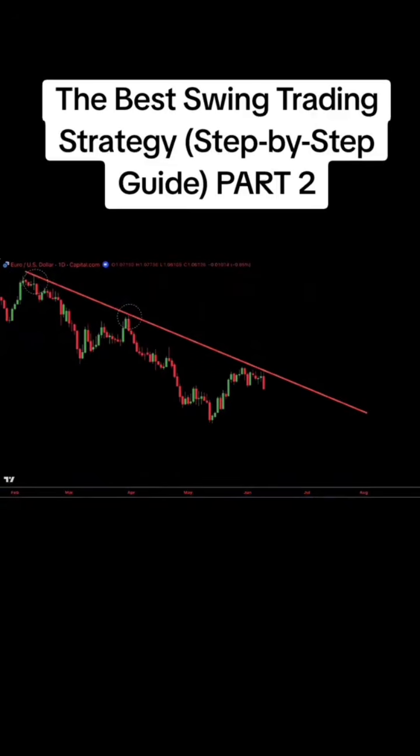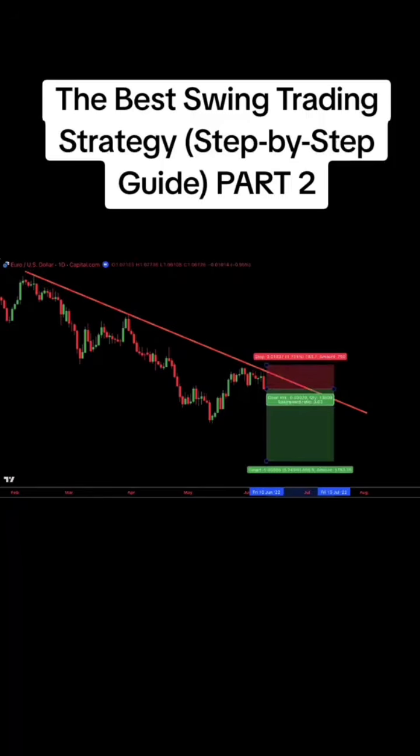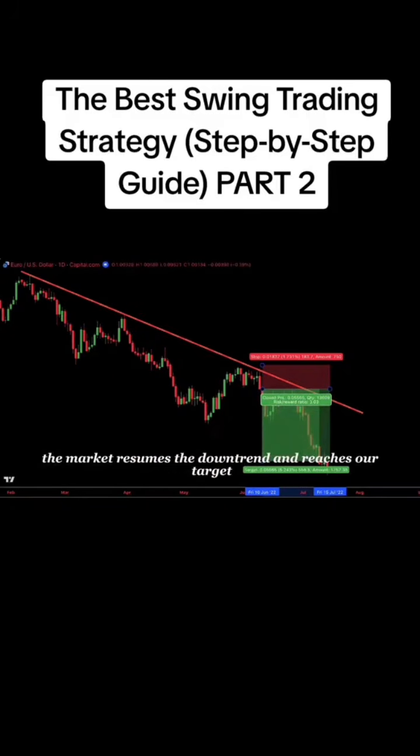Price retraces back toward the trend line, gets rejected, and forms a clear bearish engulfing pattern. This is our confirmation to enter the trade. We enter the trade at the close of the bearish engulfing candle, place our stop loss above the recent swing high, and set our take profit at the next major support level. Now look at what happens. As you can see, the market resumes the downtrend and reaches our target as expected.